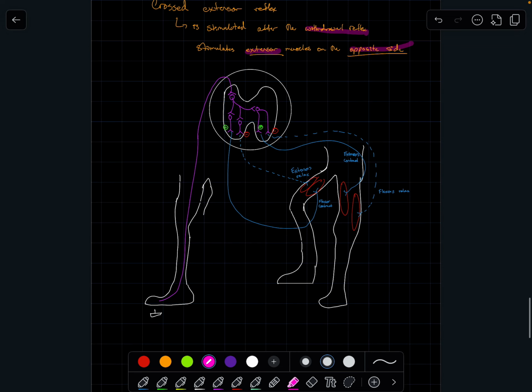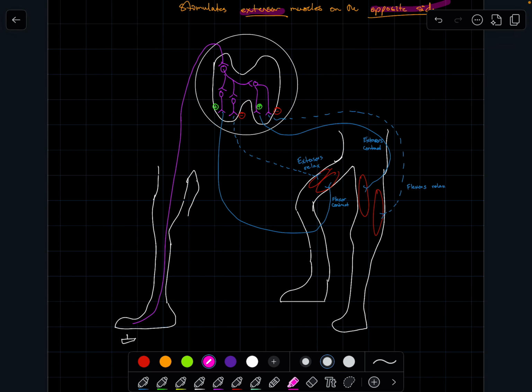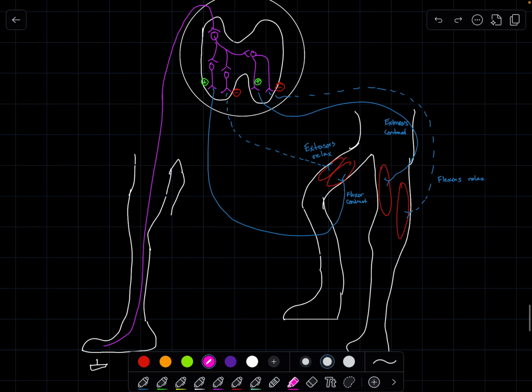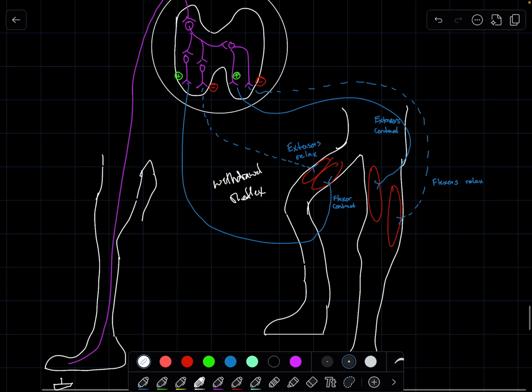So the sensory neuron goes up and synapses in the spinal cord. With the withdrawal reflex right here, this is our withdrawal reflex, it's going to synapse with the interneurons and the alpha motor neuron. It's going to send a signal to the extensor to relax and the flexor to contract.